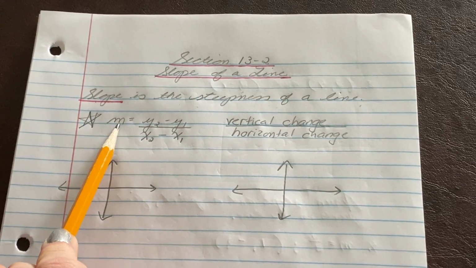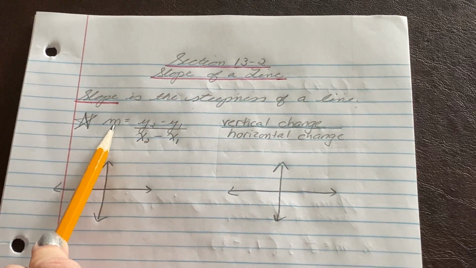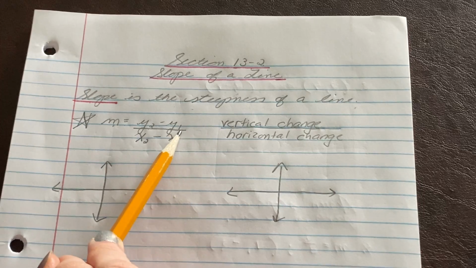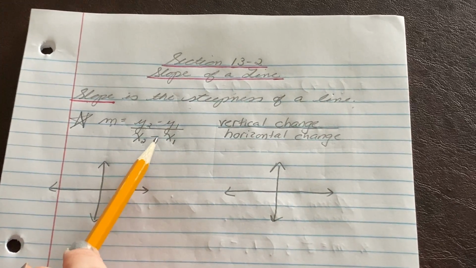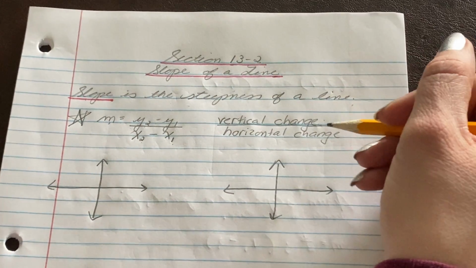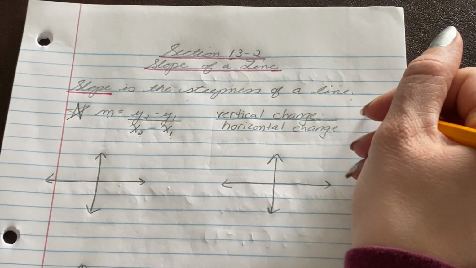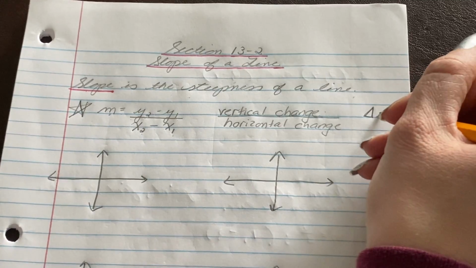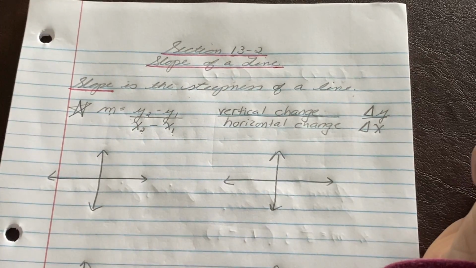M stands for the modulus of slope, so M is the representation for slope. M equals y2 minus y1 divided by x2 minus x1. So you're looking at the vertical change over the horizontal change between 2 points. Like you learned in science class, delta means change in. So you're looking at the change in the y's over the change in the x's.